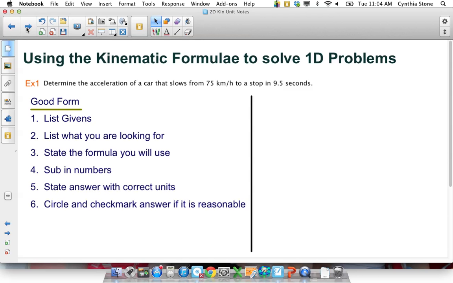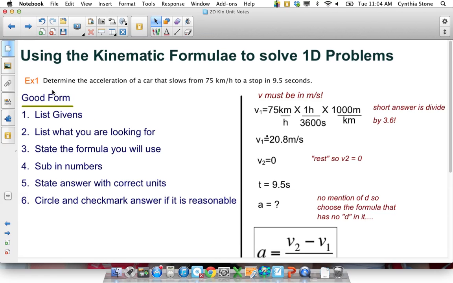So let's look at using the kinematic formula to solve a problem. You should have this written down in front of you. We're just doing a simple find the acceleration. Okay? So here's the solution over on the right here.